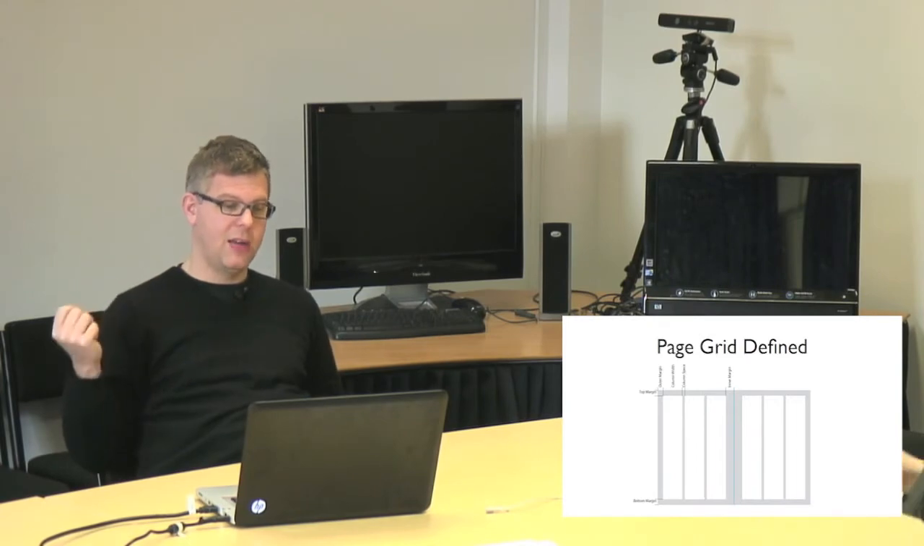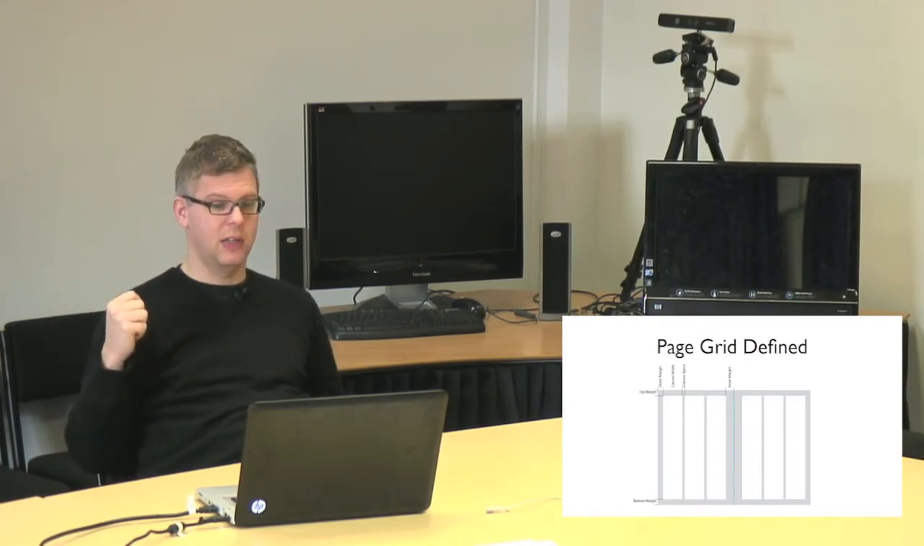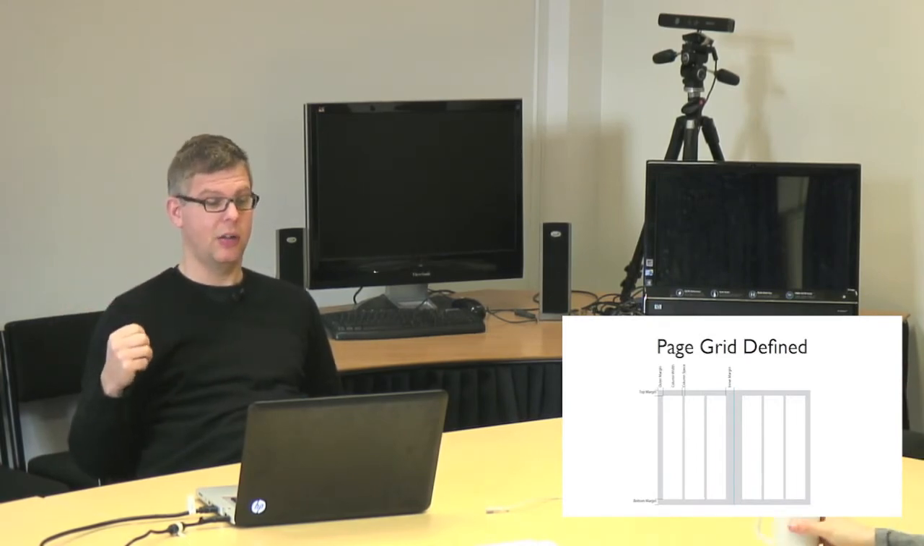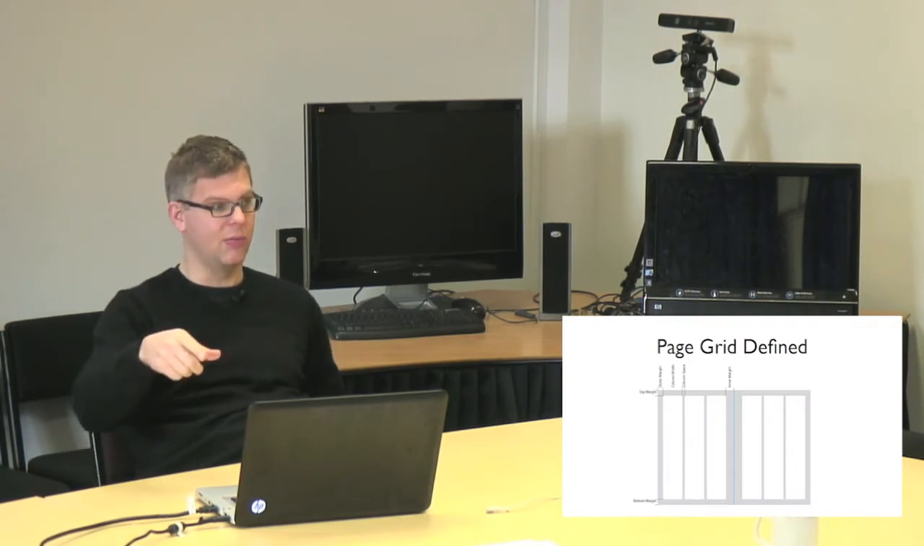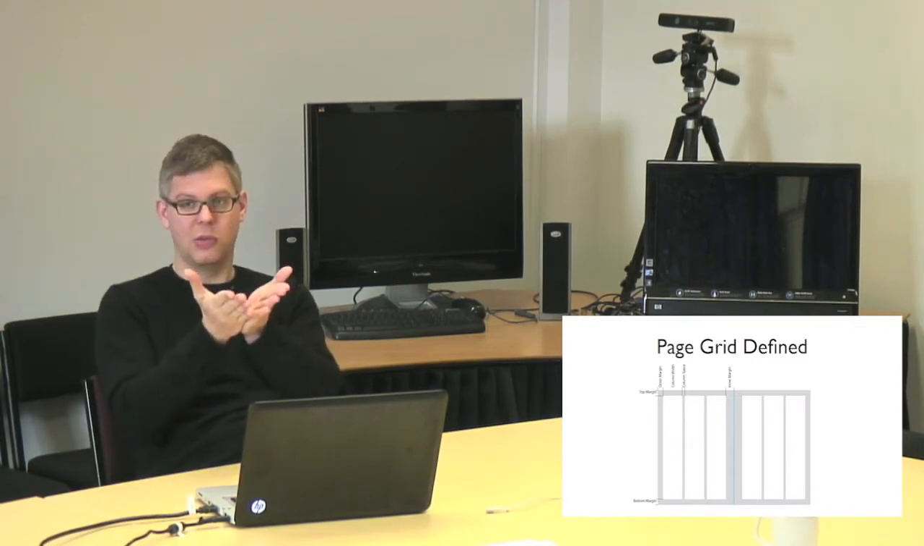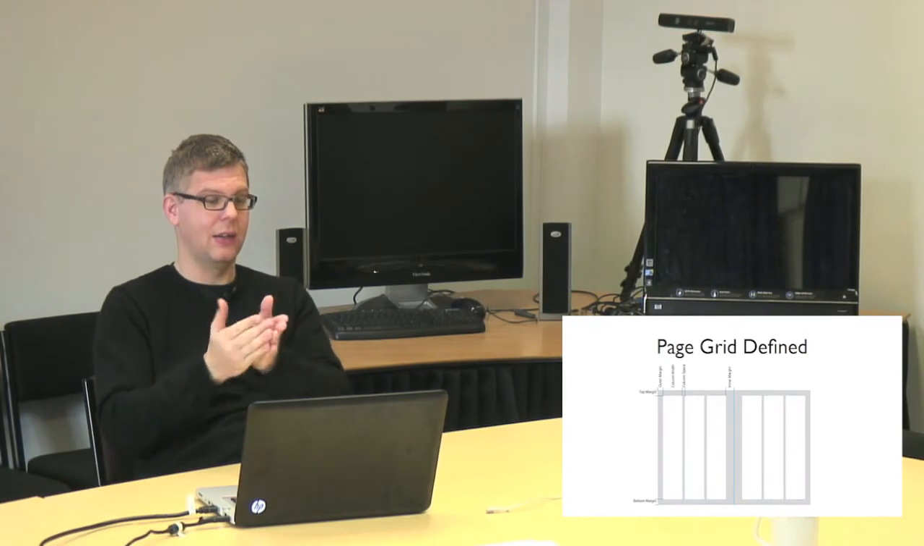So you have the inner margin, outer margin. We already talked about it, that the inner margin should be bigger than the outer margin, simply so that when the book folds, you don't lose this, because you lose the space inside there.